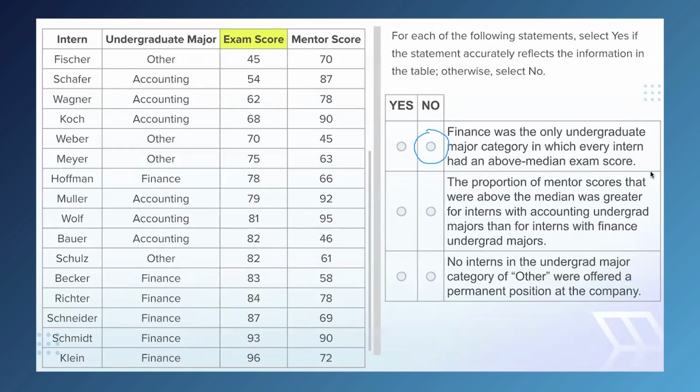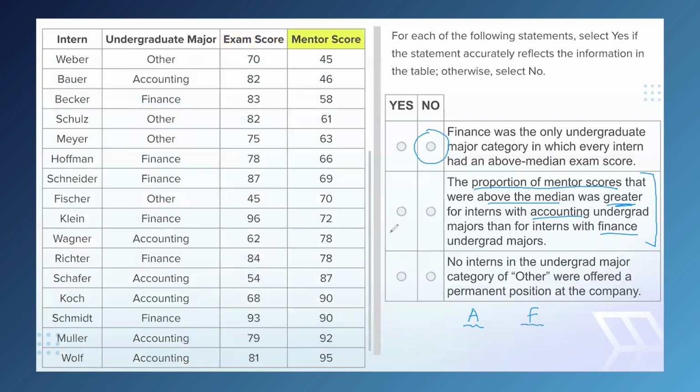Moving on to Statement 2, we are evaluating whether the proportion of mentor scores that were above the median was greater for interns with accounting undergrad majors than for interns with finance undergrad majors. So to evaluate this, we need to find our median mentor score. So we'll sort by mentor score and once again count in to find our 2 middle values, which here are 70 and 72, averaging to give us a median mentor score of 71.